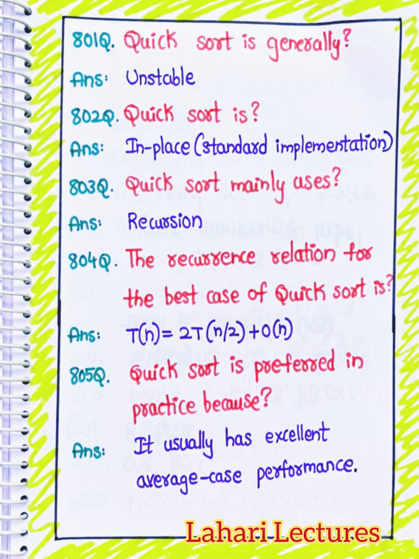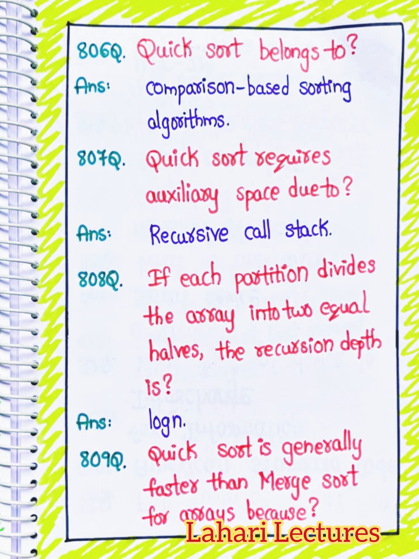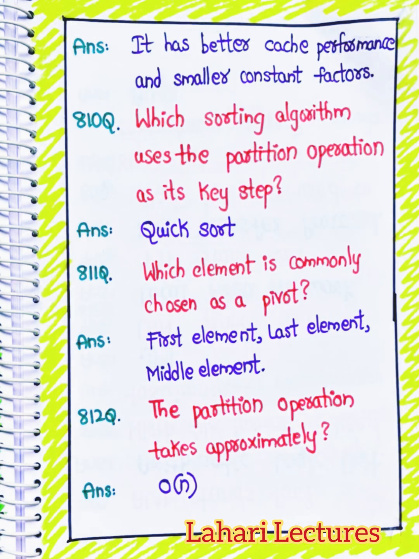Quicksort is preferred in practice because it usually has excellent average case performance. Quicksort belongs to comparison-based sorting algorithms. Quicksort requires auxiliary space due to recursive call stack. If each partition divides the array into two equal halves, the recursion depth is log n. Quicksort is generally faster than merge sort for arrays because it has better cache performance and smaller constant factors.